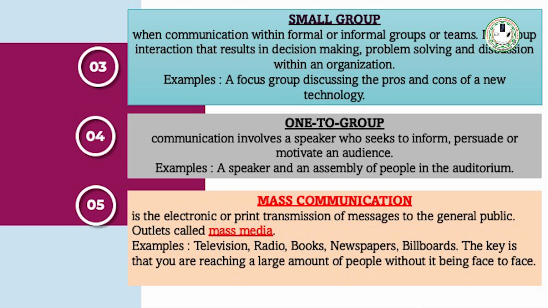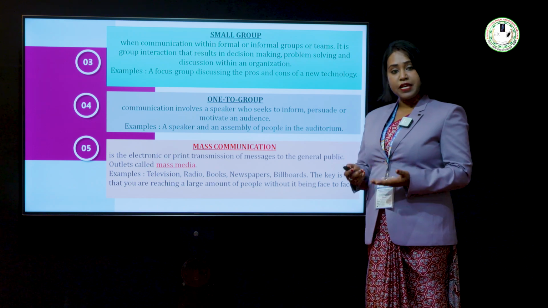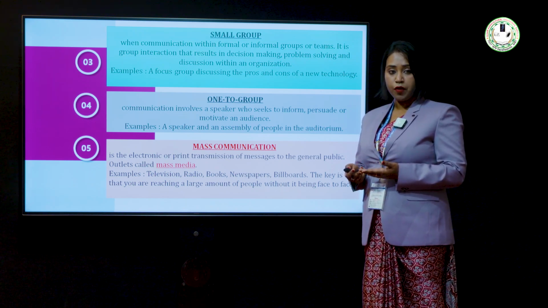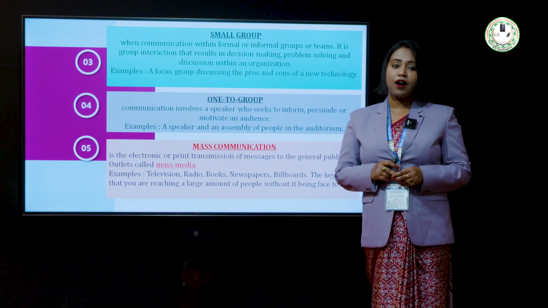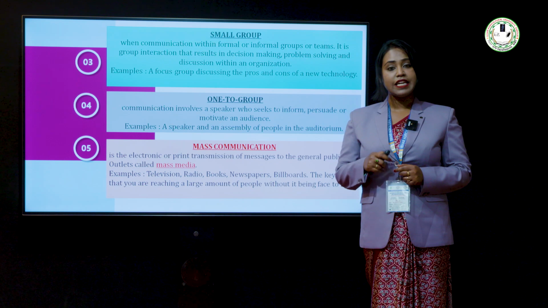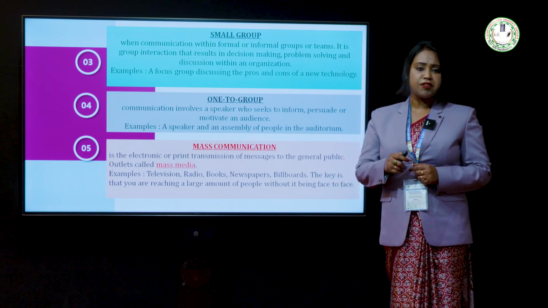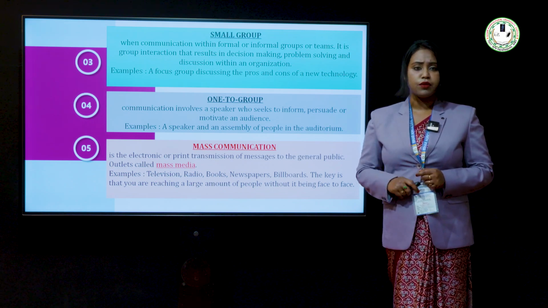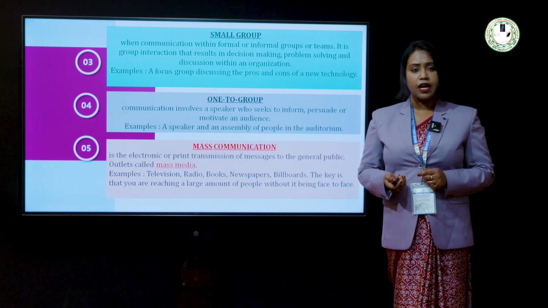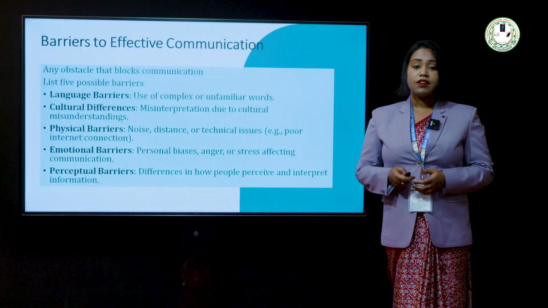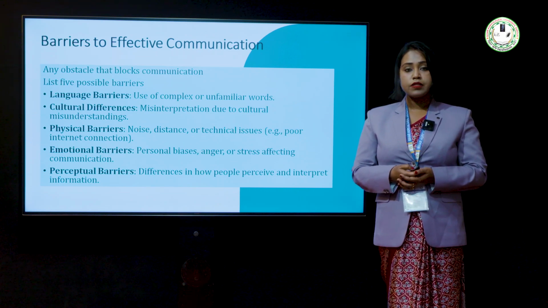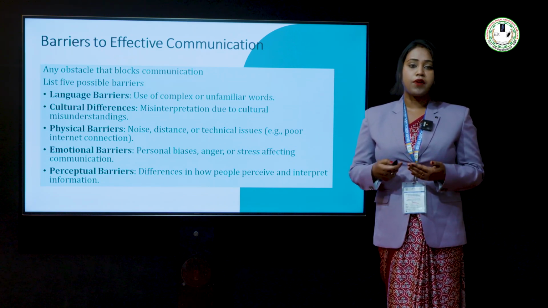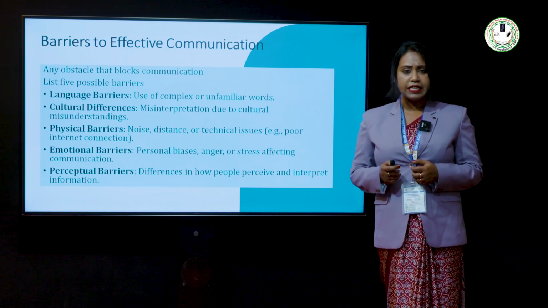Now, one-to-group communication. Communication involves a speaker who seeks to inform, persuade or motivate an audience. And now, mass communication. Mass communication is the electronic or print transmission of messages to the general public through outlets like mass media. So, the television is the most common mass media, then radio, then books, newspapers, bulletins. These all are mass communication media. Now, what are the barriers to effective communication? Any obstacle that blocks communication. Five possible barriers are listed. Number 1 is language barriers. Use of complex or unfamiliar words, that is very technical words.